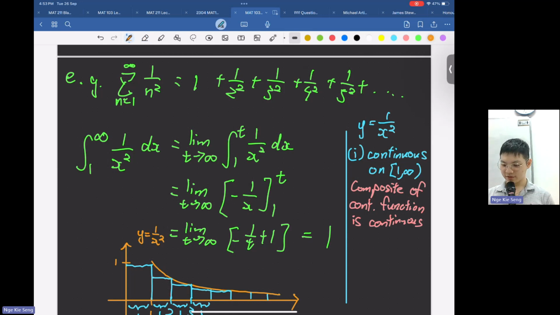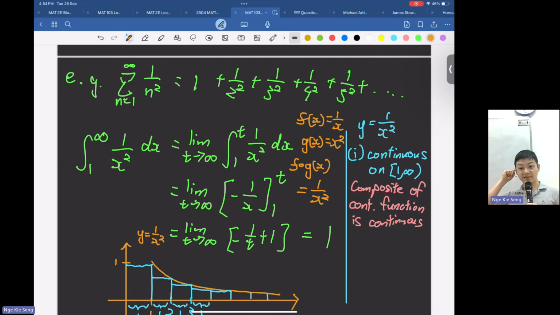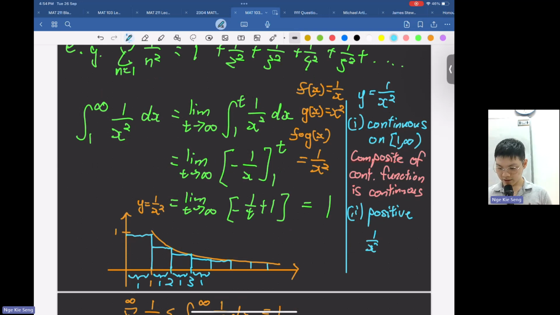So I set f equals 1 over x, g equals x squared. So f of g of x is what? It is 1 over x squared. That composite of continuous functions is continuous. How about positive? Positive I think is quite straightforward. 1 over x squared is always positive. You divide by a positive number, and x is greater than 1.